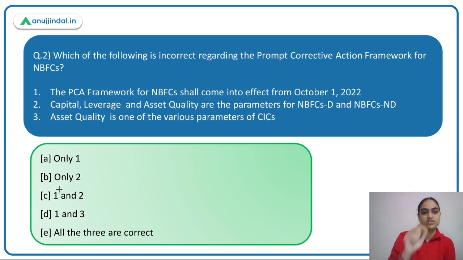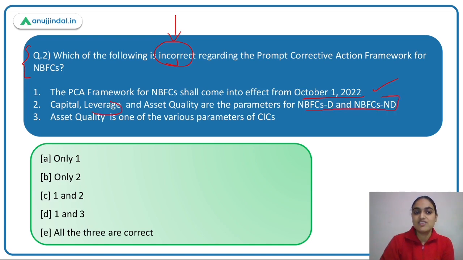Now coming to the second question. Which of the following is incorrect regarding the PCA framework for NBFCs? So abhi jo ye framework aaya hai, usse related कौन सी स्टेटमेंट इनकरेक्ट है? दिस फ्रेमवर्क विल बी एप्लीकेबल फ्रॉम 1st अक्टूबर 2022 ऑनवर्ड्स. इट इज करेक्ट. कैपिटल लीवरेज एंड एसेट क्वालिटी आर द पैरामीटर्स फॉर एनबीएफसीज डिपॉजिट टेकिंग एंड नॉन डिपॉजिट टेकिंग.